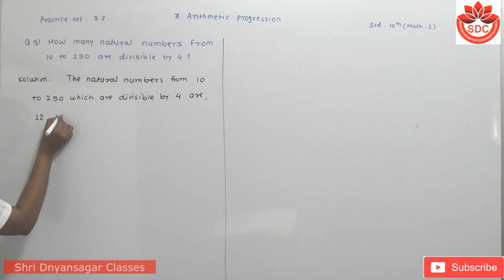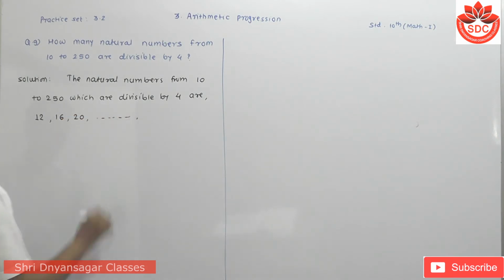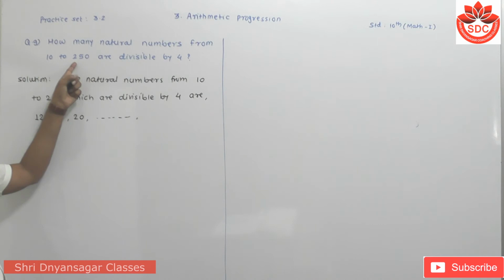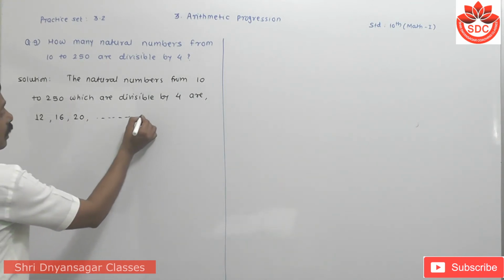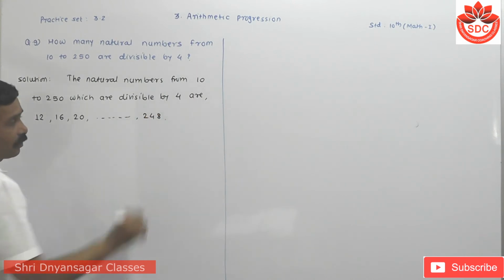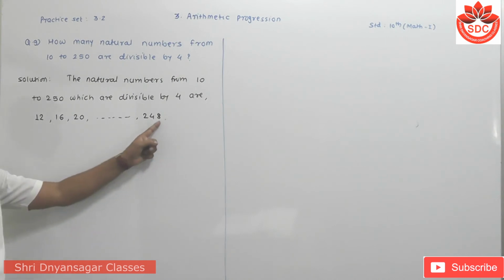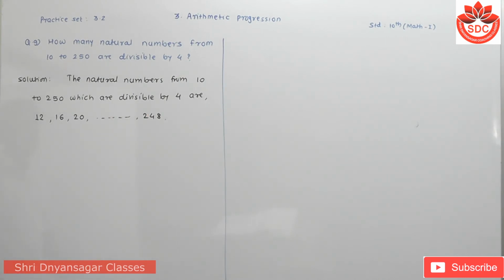Then the second one is 16, then the third one is 20. Then we have to find up to 250. It means we cannot completely divide 50 by 4. So the last number is 248, because 4 and 8 become 48, and we can completely divide it by 4.